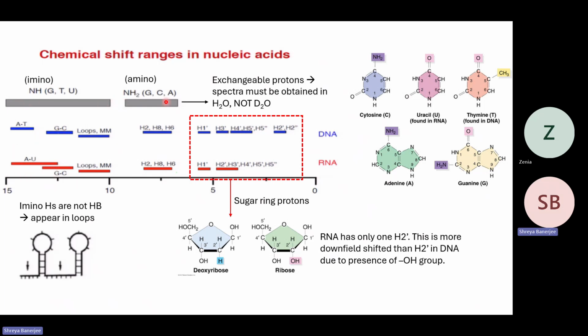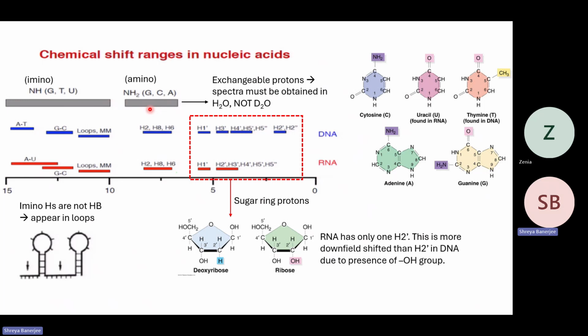Another kind of protons are the imino, that is NH, and the amino, that is NH2 protons. These are exchangeable protons, that is, they can exchange with the solvent. So if your solvent is D2O, the NH2 can become ND2, and D is not NMR active. So then this peak will disappear. So in order to observe these protons, the solvent needs to be H2O. Otherwise, if it is D2O, the protons will exchange with the solvent and we will not be able to observe these peaks.